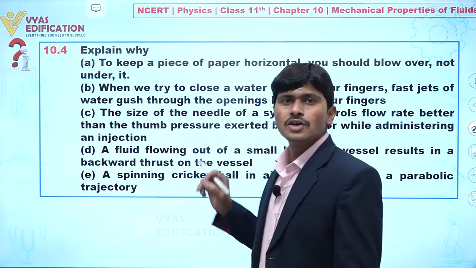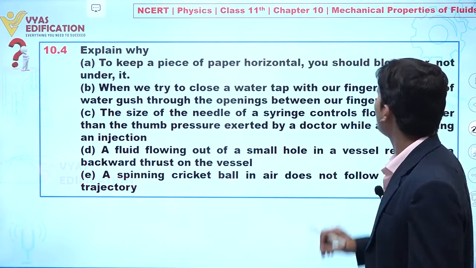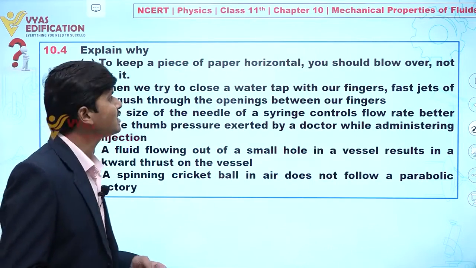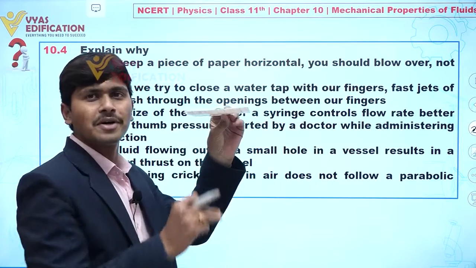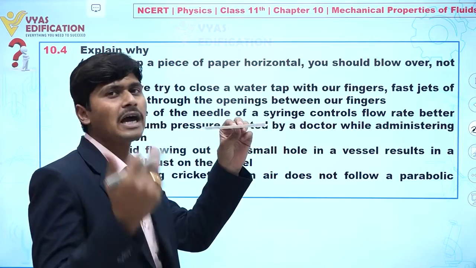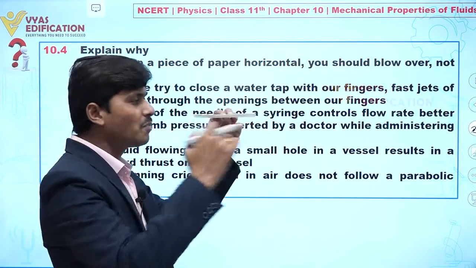Number 1, to keep a piece of paper horizontally you should blow over it, not under it. Now let us try to understand this situation by this paper. Clear? So let's suppose I am having this paper, and let's suppose I want to keep this paper horizontal. Then what I have to do? I have to blow air that is above paper or below paper.